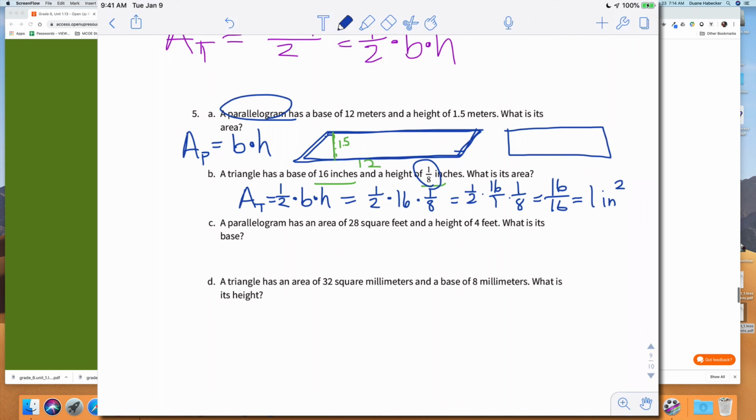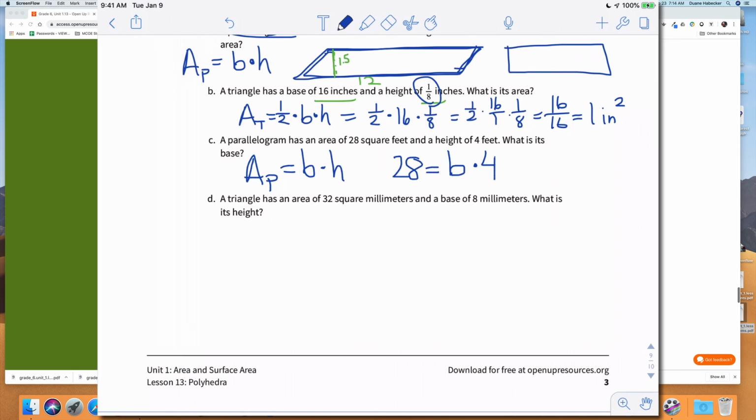A parallelogram has an area of 28 square feet and a height of 4. So remember, the formula for the area of a parallelogram is base times height. They're telling you that the area is 28. We don't know what the base is, but we know that the height is 4. So you got to do a little bit of division to figure out what the base length is.